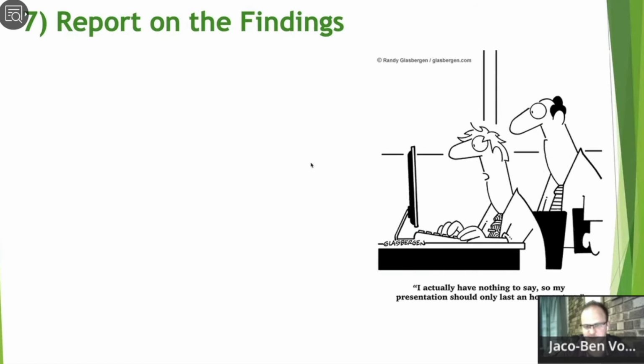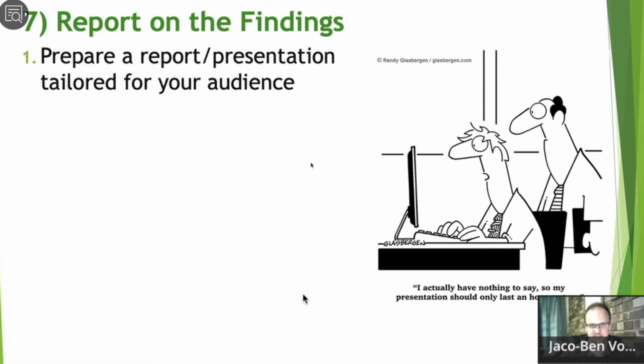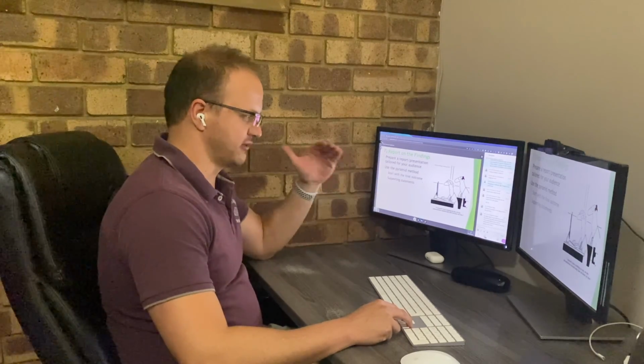Cartoonia says, I actually have nothing to say, so my presentation would only last an hour or two, right? So be sure you've got something to say and keep it succinct and make sure that it is prepared and tailored for your audience. So I typically use the pyramid method, where you start off with the final outcome and then you've got supporting statements.